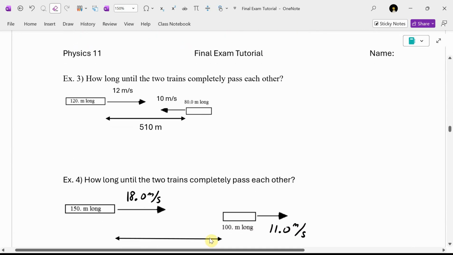So this says how long until the 2 trains completely pass each other. And example 4 also says how long until the 2 trains completely pass each other. Kara, when I say how long, what are they asking me to find in terms of physics language? You're right, loud and proud? Time. I'm going to go T equals question mark.